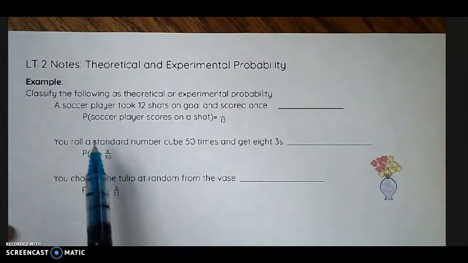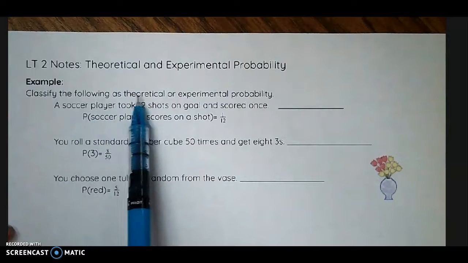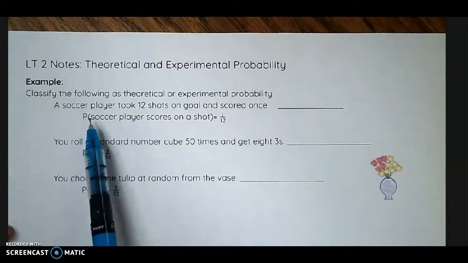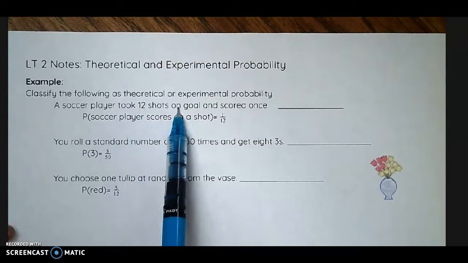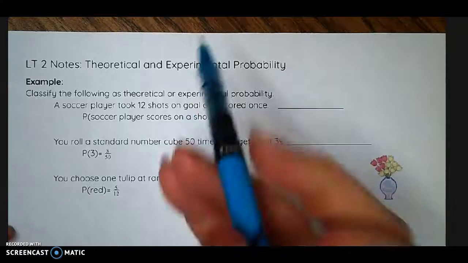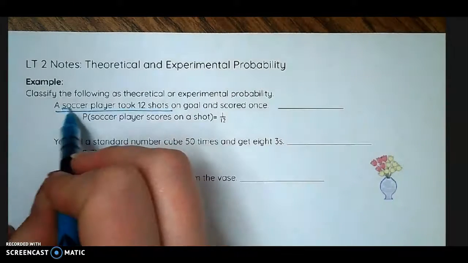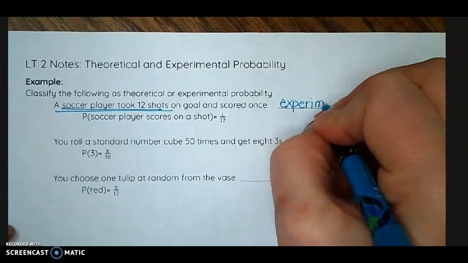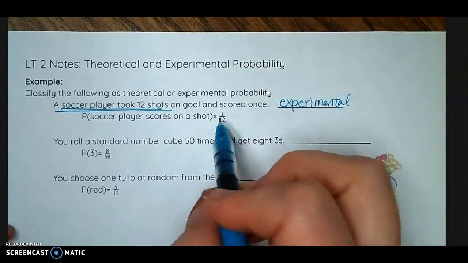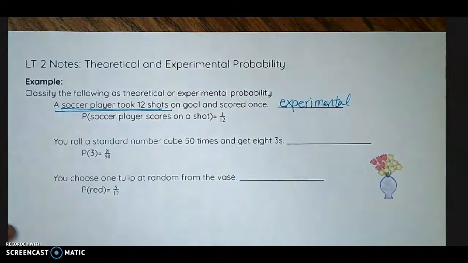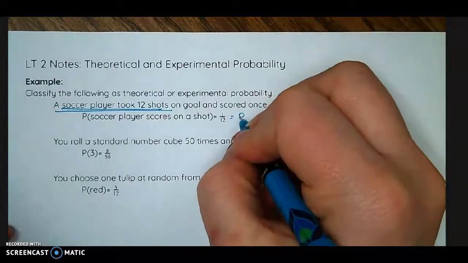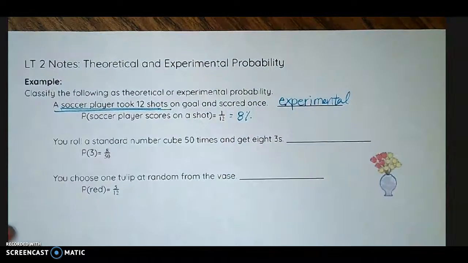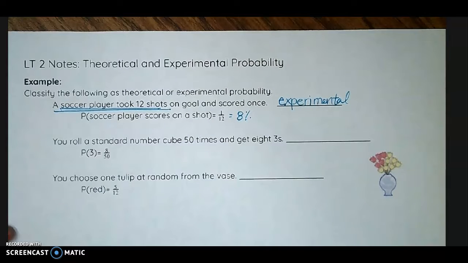All right, so another example that we can look at is classify the following as theoretical or experimental probability. A soccer player took 12 shots on goal and scored once. Well, since the soccer player actually did this, this is going to be experimental probability. And his probability is 1 out of 12, which is only about an 8% probability that he will score. Maybe you should have somebody else taking the shot on the goal, right? Just depends on what level he's playing at.